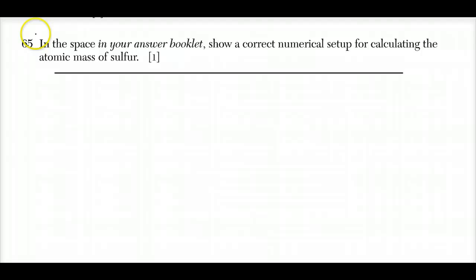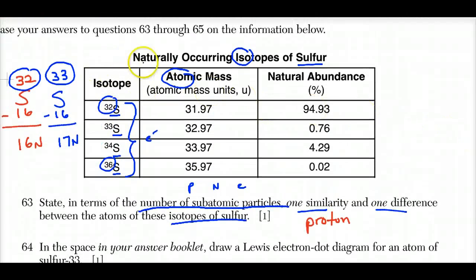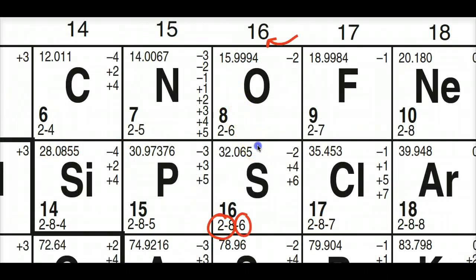Number 65. So number 65, in the space in your answer booklet, just show the numerical setup. They don't want the answer. Setup is good enough for calculating the atomic mass of sulfur. So this is called the weighted average problem. As you've already learned, I'm sure, to find the actual mass of what sulfur would be, you know, in the periodic table, we have something called decimal places for the mass. Example for sulfur, it's 32.065. Oxygen 15.99.